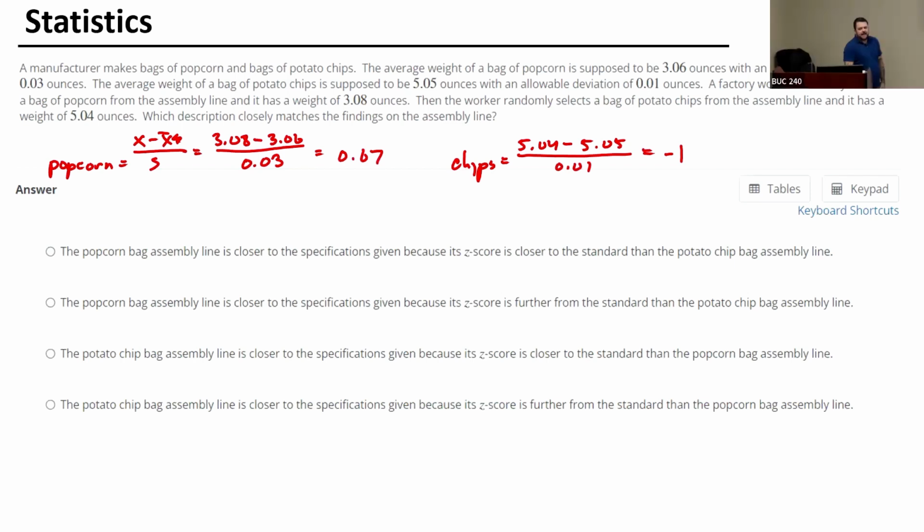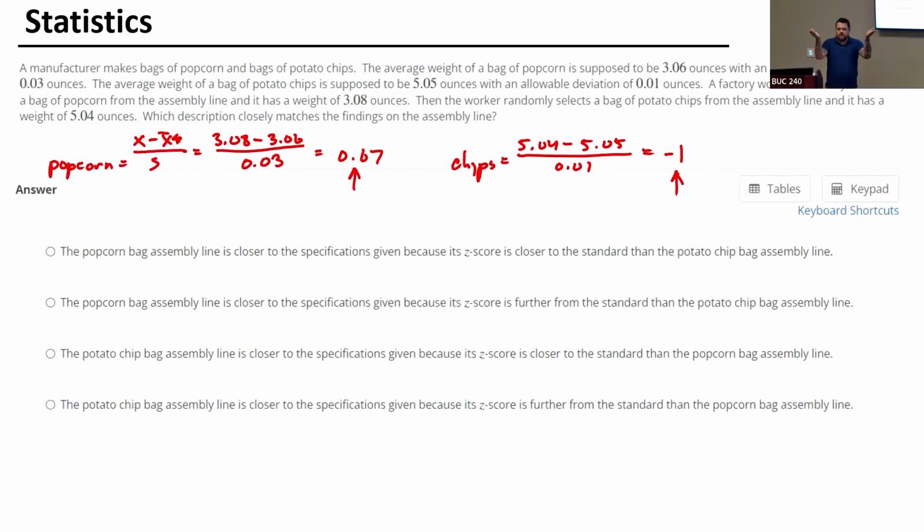That's all fine and dandy, but notice it wants you to say what this means. Well, you need to start going through here and go, okay, the popcorn bag assembly line is closer to the specifications given because its z-score is closer to the standard than the potato chip assembly bag. Does that sound good? It's saying, is this number closer to the mean than this number? Do you think it is? What number's smaller?